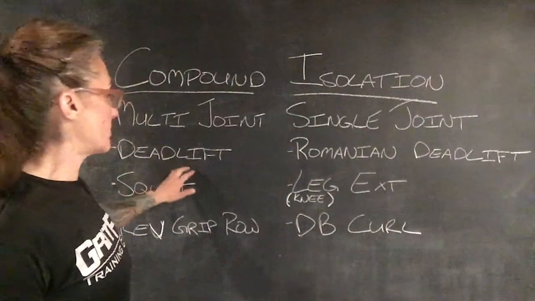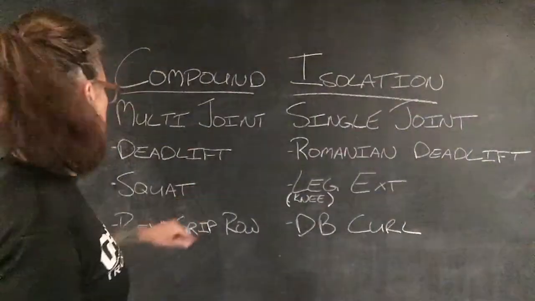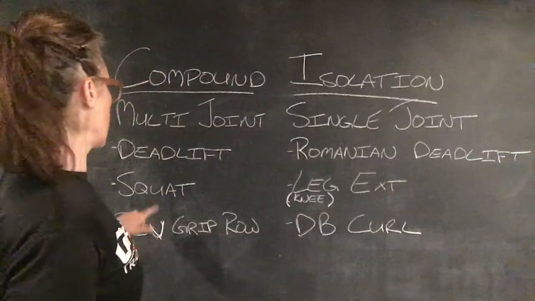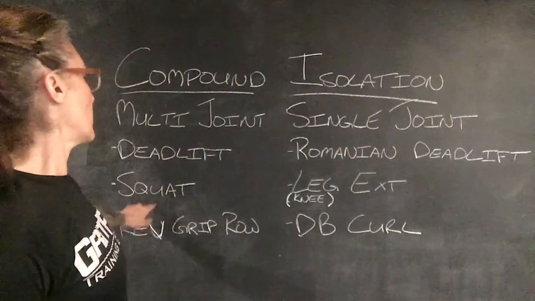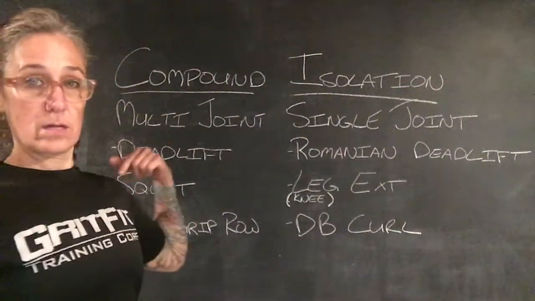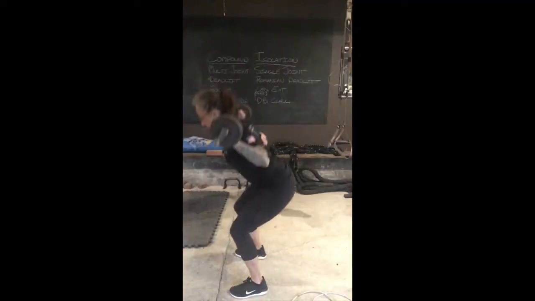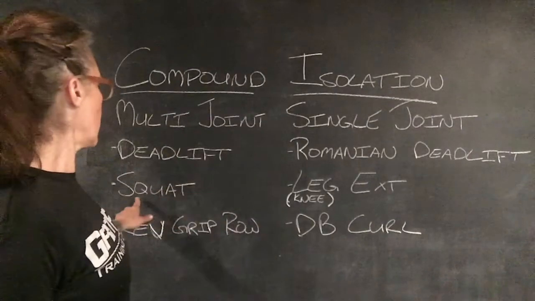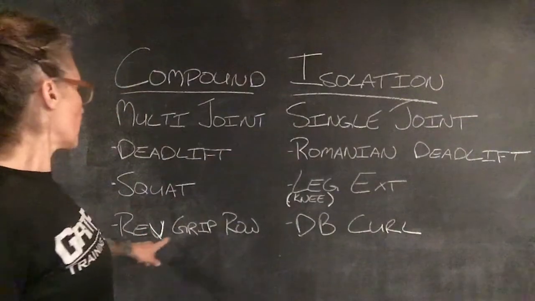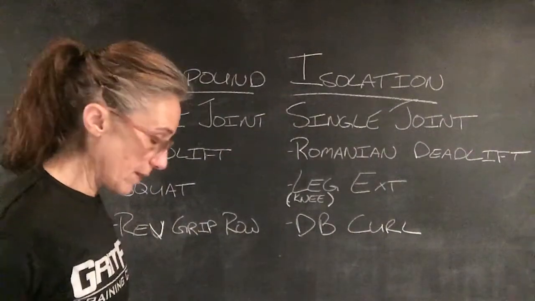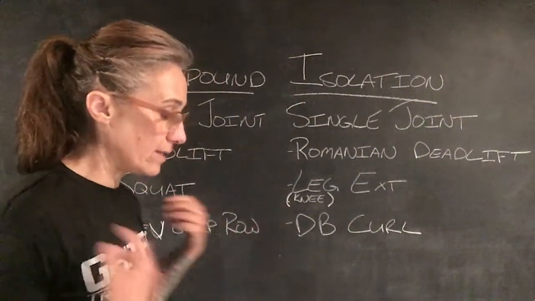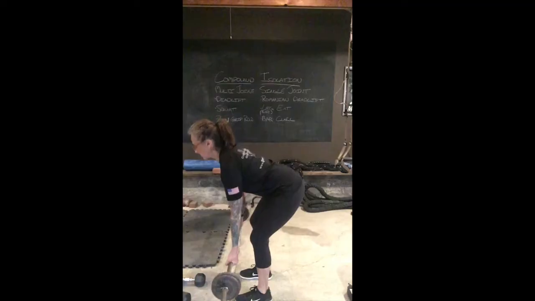For the deadlift, I have significant movement in the hip and the knee. For the squat, same thing. I'm just carrying the weight on the upper portion of my body, as opposed to hanging in front, but same thing, hip and knee. And the reverse grip row, in that bent over position, as I pull the weight to my chest, you see significant movement in the elbow and in the shoulder.